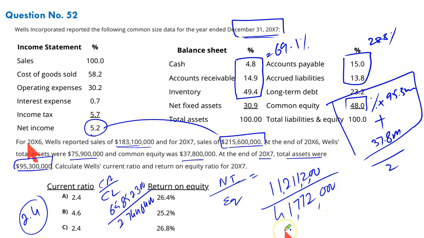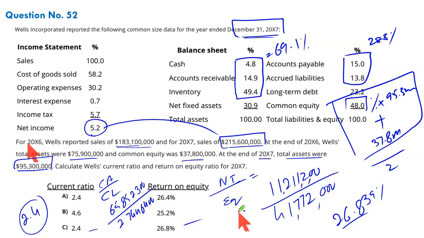41,772,000. Yes, this is a challenging one, a question that is taking more than average time. So 11,211,200 divided by 41,772,000 gives you 26.839%. That is 26.8%. So that makes C the correct option.